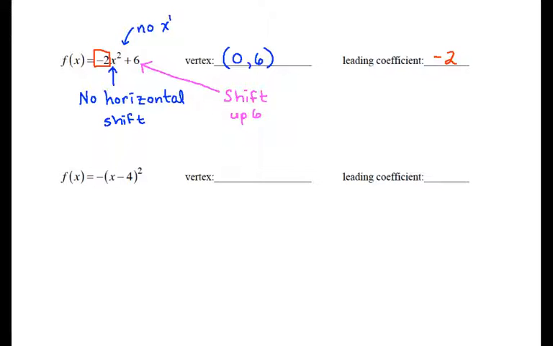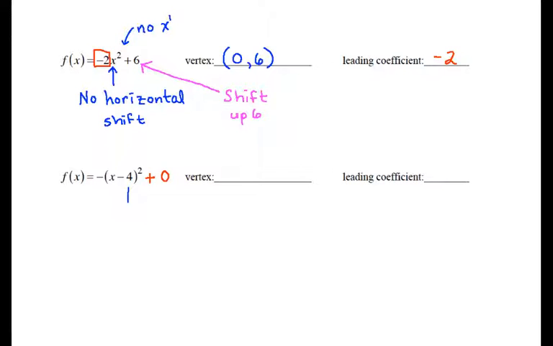Looking at the next one, I would say this is definitely in vertex form. Even though I don't see a number added on the end, that just means that we really have a 0 added onto the end. This is now exactly in vertex form. We can identify everything a little bit more easily.